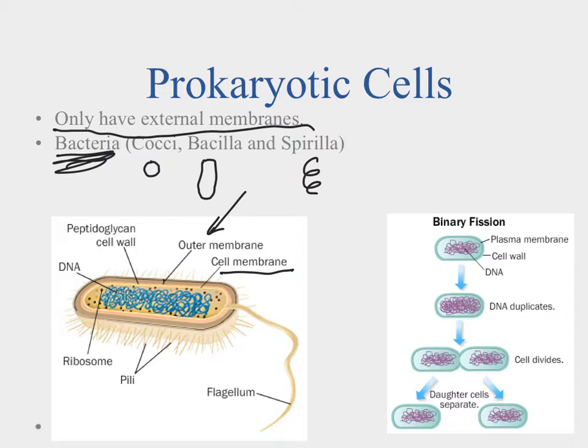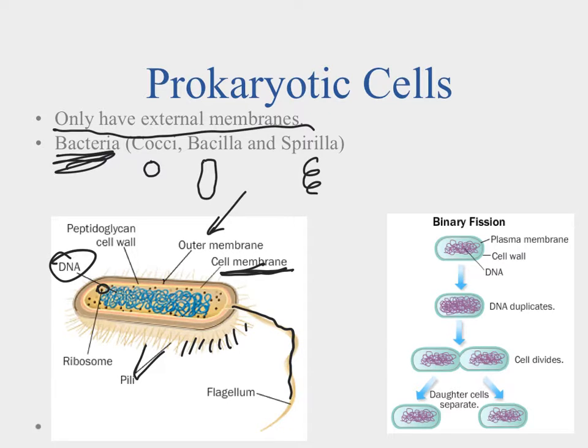Now, as I mentioned, they have one cell membrane that separates them from the world. They can have some other things with them. Their DNA is just kind of lying around inside of it. They do have ribosomes, so they are able to manufacture proteins. They'll have these little pili coming off the side, little hair-looking things, and then sometimes they'll have a single and solitary flagellum, and that's for locomotion.